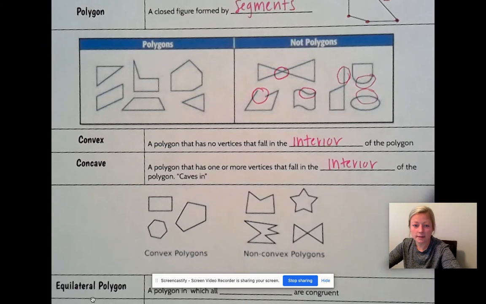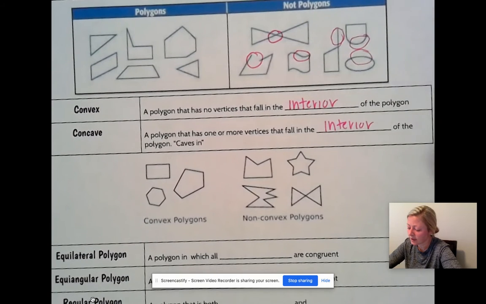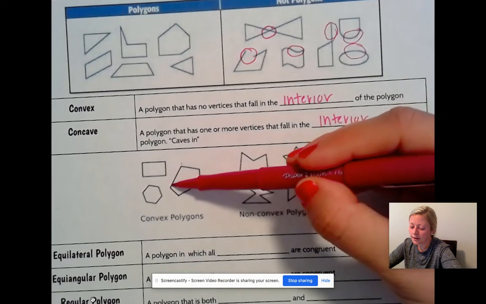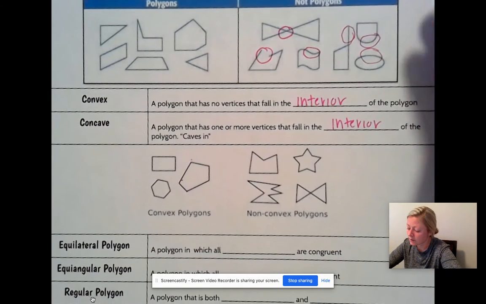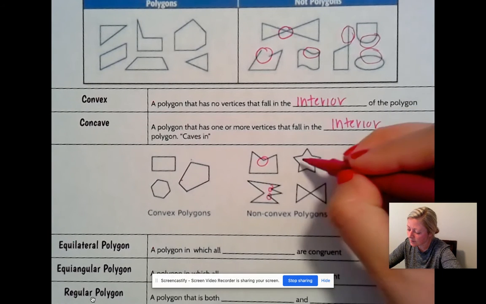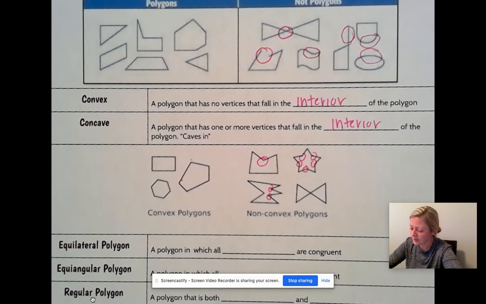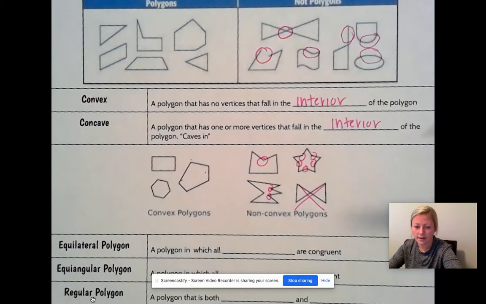Again, we have a nice little diagram telling us what qualifies as convex versus non-convex. Do you see how all of my vertices are on the outside? Nothing comes towards the inside of my polygon here. Whereas on all these ones, I'm dipping in. All these little indents come on the inside of my polygon. And this isn't even a polygon, so that shouldn't be in there. So you see the difference? How these ones cave in on themselves and these ones do not. Convex versus concave.